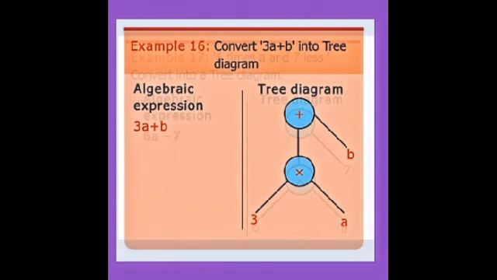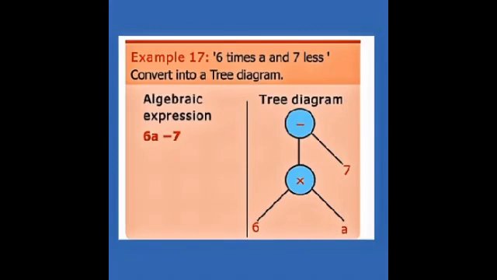The next one, 6 times a and less 7, which is 7 less. We have to write the algebraic expression first, that is 6 times a, 6 into a minus 7. So for 6 into a we write one new node with multiplication, and with the help of the main node minus 7. This is the way you have to do the tree diagram.